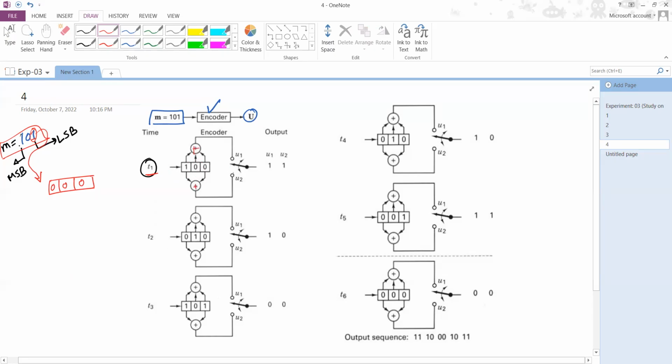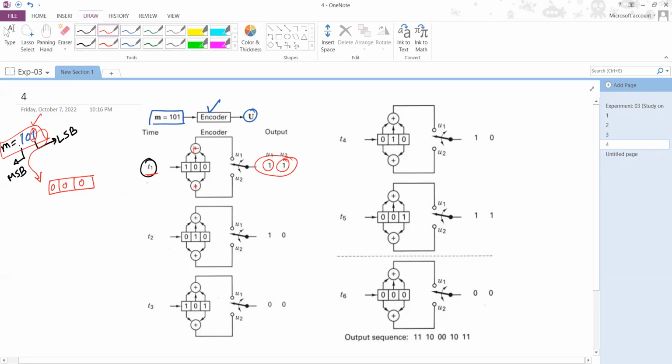So now what will be our output code word U1? If I add 1 with 0, then 1 plus 0 is 1, and 1 added with 0 will give us 1. So we are getting 1 here. And again, if I add this 1 and 0, it will give 1 also. So this is our output code word 11 for our first message bit 1.